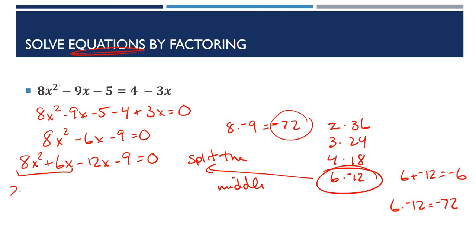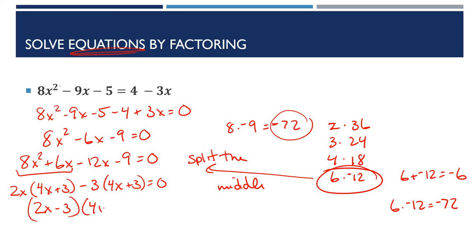Do my grouping. 2x comes out. I get 4x plus 3. A negative 3 comes out. I get 4x plus 3. So 2x minus 3 times 4x plus 3 equals 0. Now that's my factors, but this time I need to solve for 0. So remember, the method is to take each factor separately and set them equal to 0.